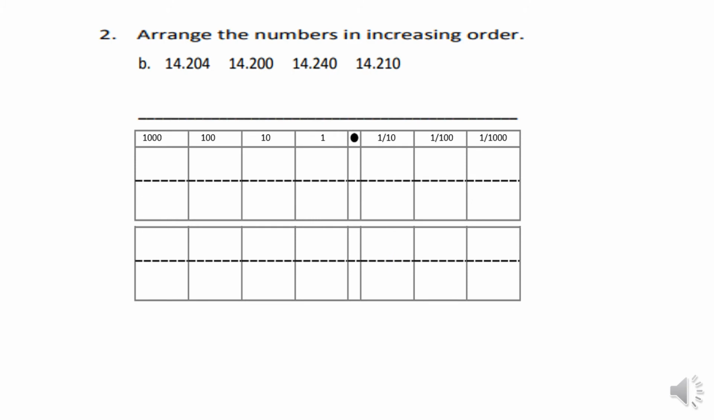On question 2b, we're back to arranging numbers in increasing order. Increasing. That means we're starting at the bottom and we're going up. The least to the biggest. Okay? Increasing. So we're going to take all 4 of these and we're going to put them in the place value chart.